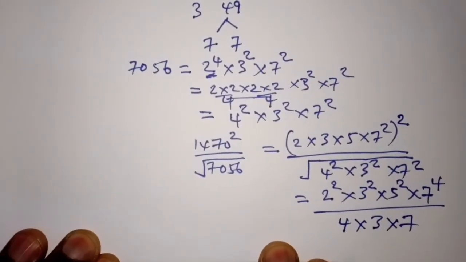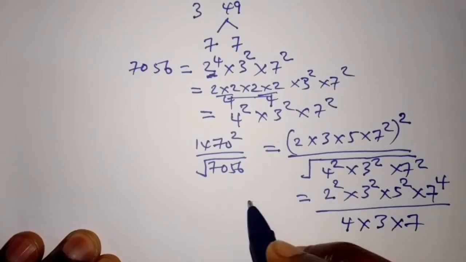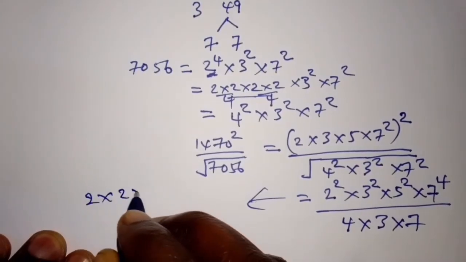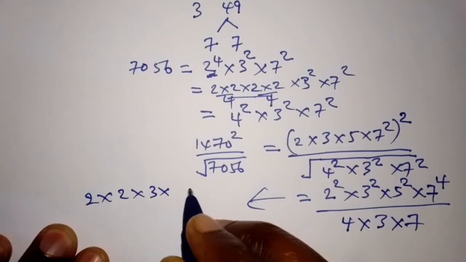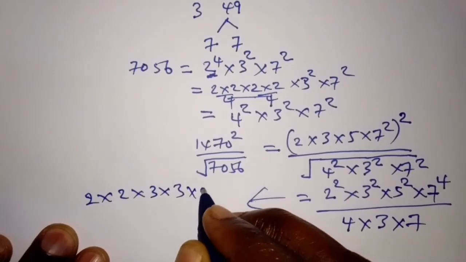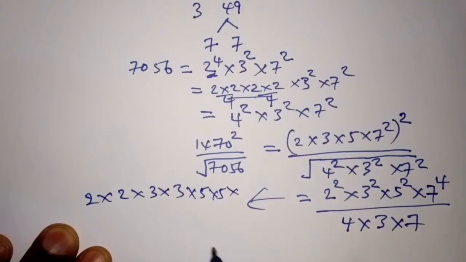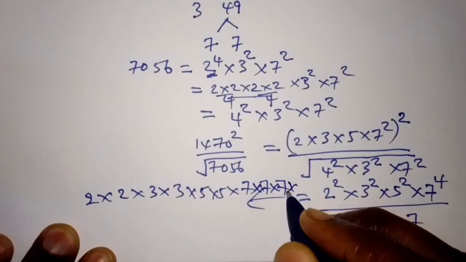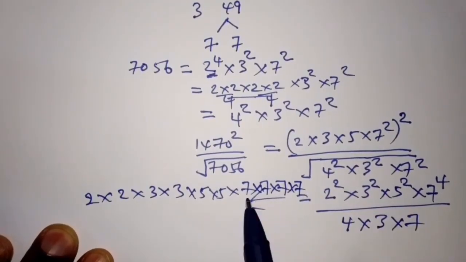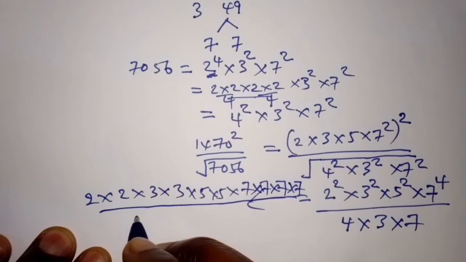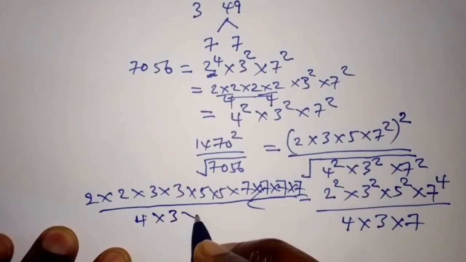So now we can write this one here. We can write it as 2 times 2 times 3 times 3 times 5 times 5 times 7 times 7 times 7 times 7, over 4 times 3 times 7.